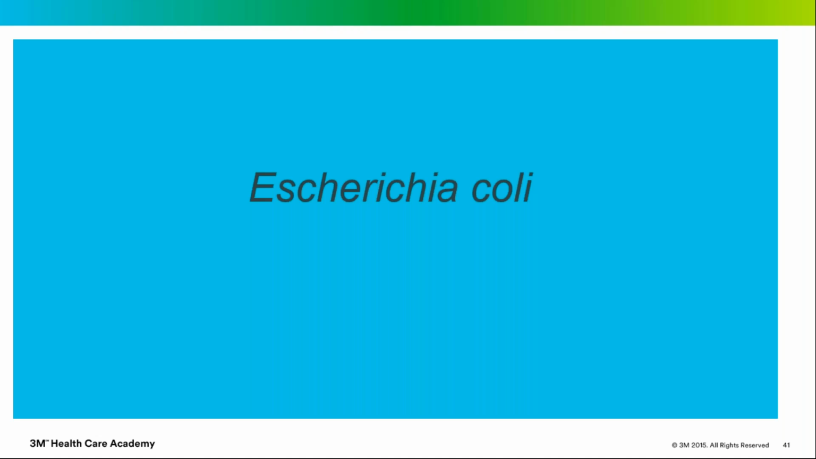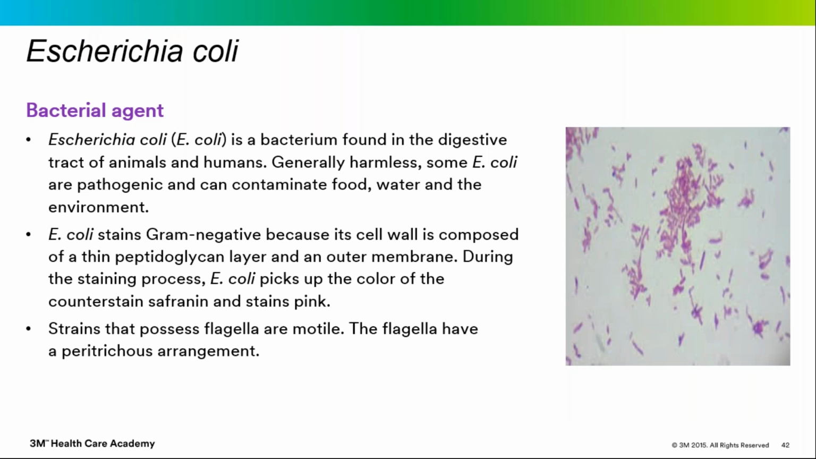Escherichia coli. So this is the most common, everyone understands this organism. Which is basically the most studied organism in the microbiology world. Escherichia coli is a bacterium found in the digestive tract of animals and humans. Generally harmless, some E. coli are pathogenic and can contaminate food, water, and the environment.